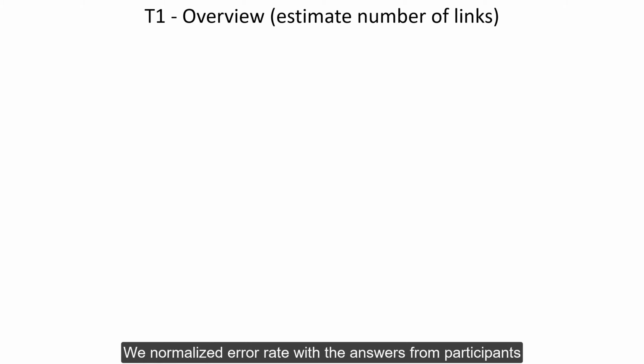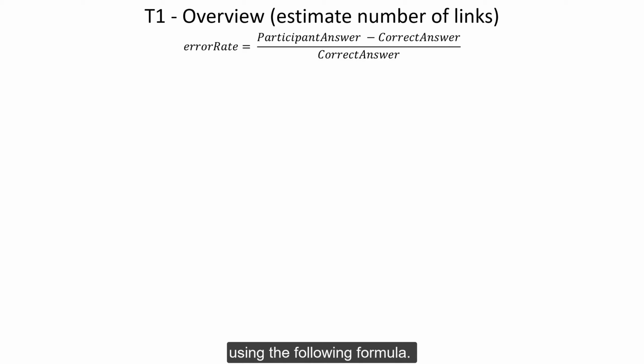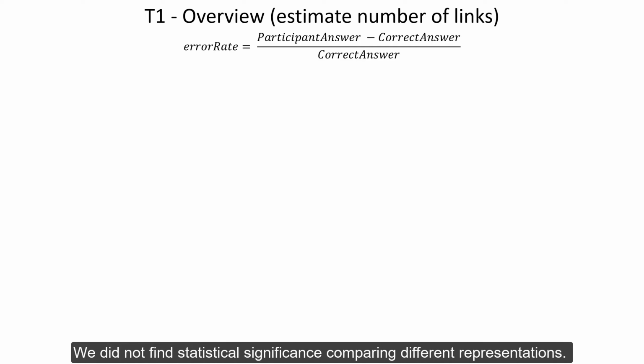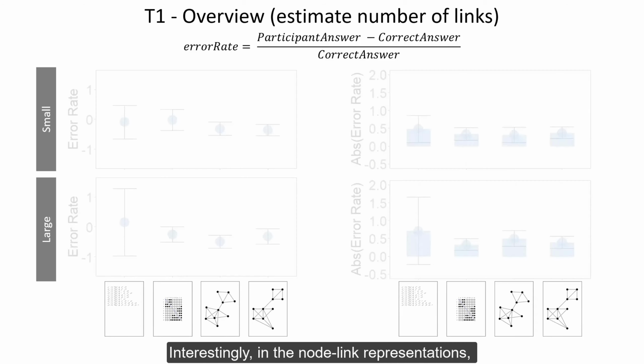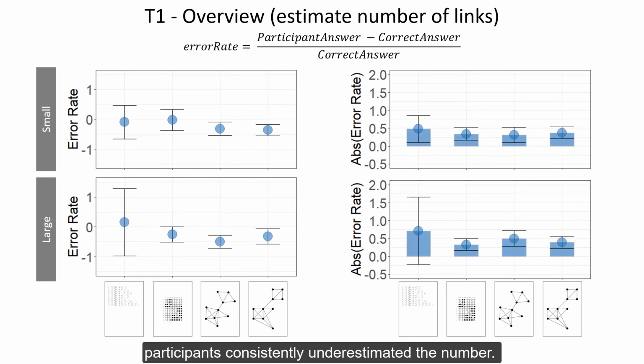We normalized the error rate with the answer from participants using the following formula. Close to 0 means more accurate, above 0 means overestimate, and below 0 means underestimate. We did not find statistical significance comparing different representations. Interestingly, in the node link representations, participants consistently underestimate the number.